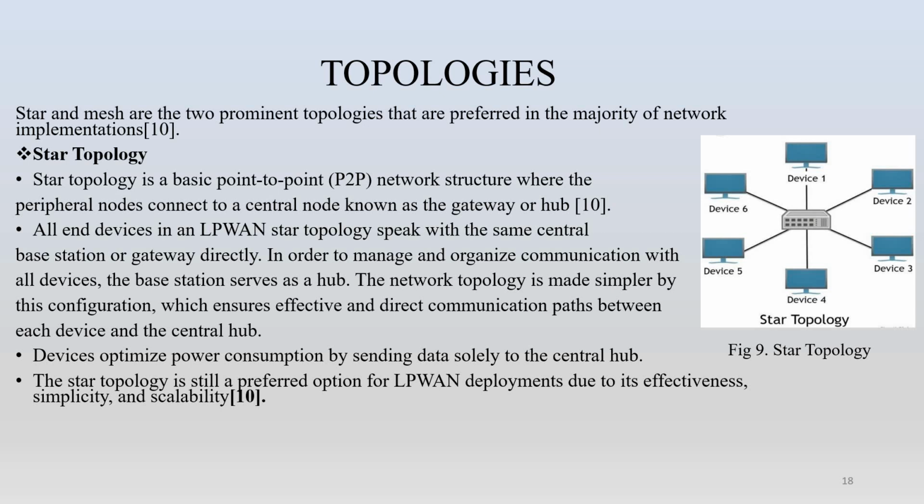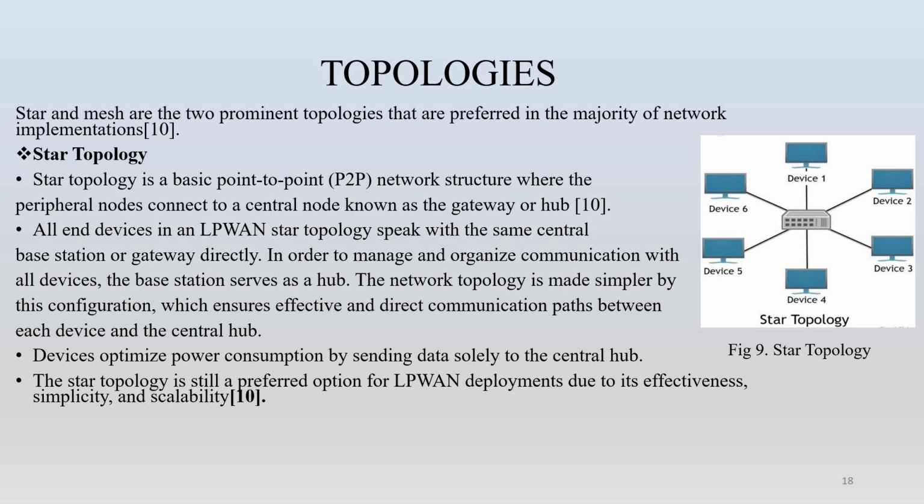If the central hub fails, the entire network may be compromised. However, individual device failures don't impact others. It is easy to install and maintain compared to mesh, and troubleshooting is simplified. All data traffic passes through the central hub, which may lead to congestion. These are the points about the star topology.